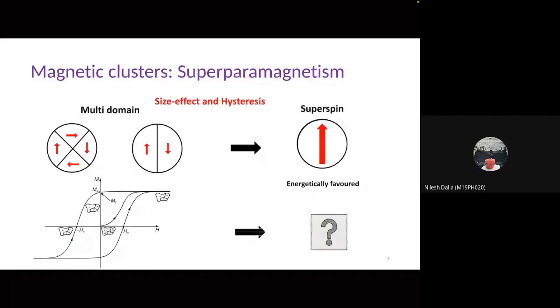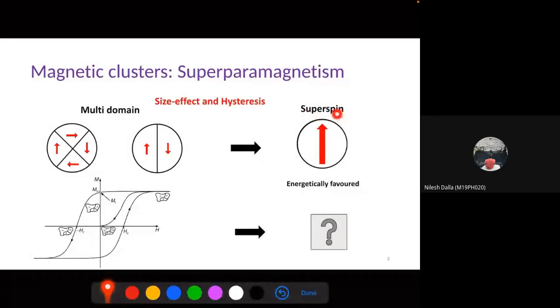That means since all the atomic magnetic moments are pointing in the same direction, you can represent the whole cluster, or your magnetic nanoparticle, with a single spin, which we call a super spin. And the question is, if in a multi-domain state we have a hysteresis loop, will there be any change in the hysteresis loop or not?